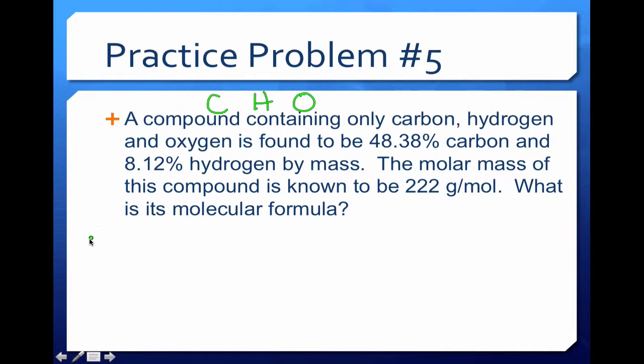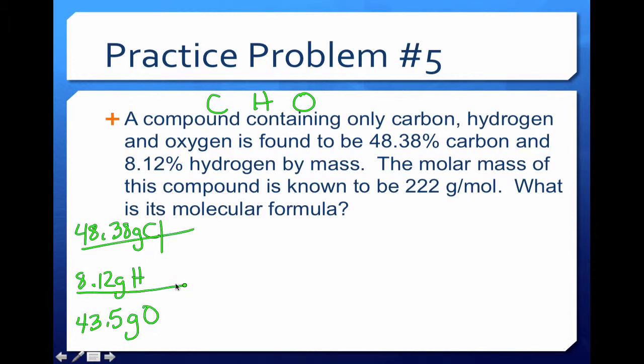So they said that carbon is 48.38 grams. They said that the hydrogen is 8.12 grams. To figure out the oxygen, I take 100 minus 48.38 minus 8.12, and what I'm left with is 43.5 grams of oxygen. Even though there's 3, it gets treated the same as our other problems. We'll divide them by their molar mass. So this one will be divided by 12. This one will be divided by 1. And this one will be divided by 16.